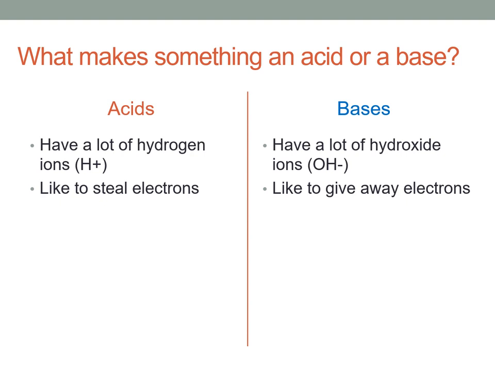Bases, on the other hand, look at this, they have a lot of what are called hydroxide ions. And if you look at that, you'll see that's the other half of water. Hydroxide ions want to give away electrons. They have this negative charge, they want to get rid of it. So they're going to sneak up to a molecule and stick an electron in there and disrupt the bonds that already exist. Okay, so both acids and bases can be very disruptive if they're strong enough, right? What makes something a stronger acid is that it has more hydrogen ions. What makes something a strong base is that it has more hydroxide ions.